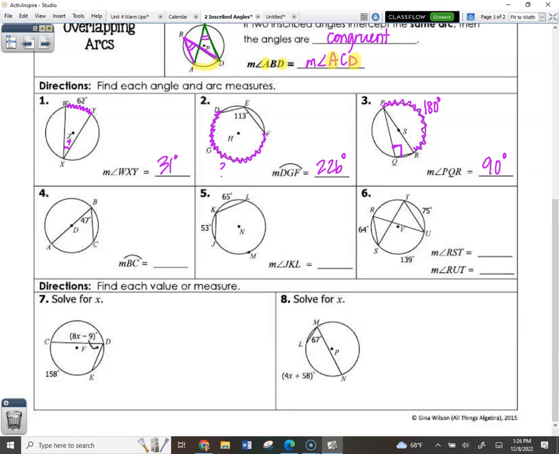Number 4 says find the measure of arc BC. This is why it helps to highlight B to C. Okay, now go to what you know. What do you actually know? You know from here to here is 47.